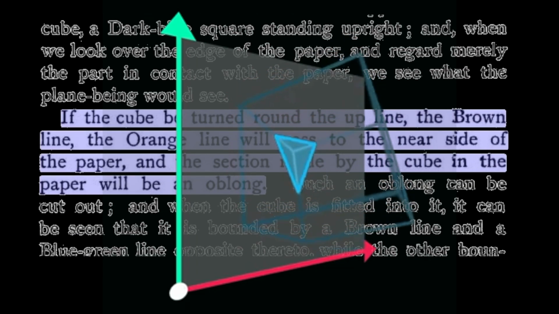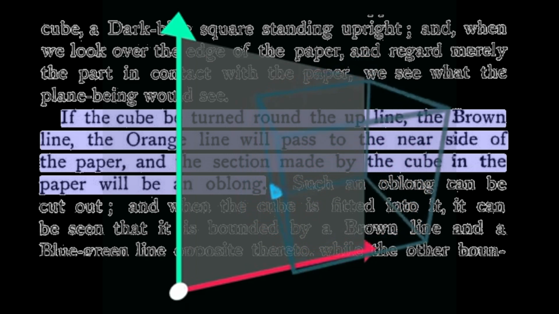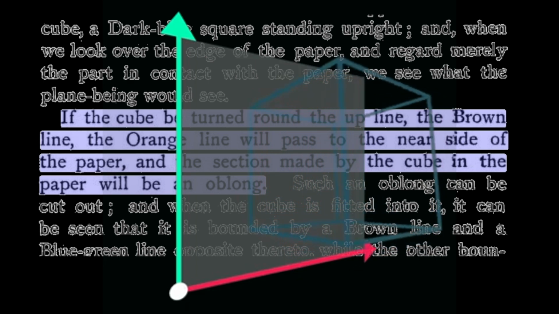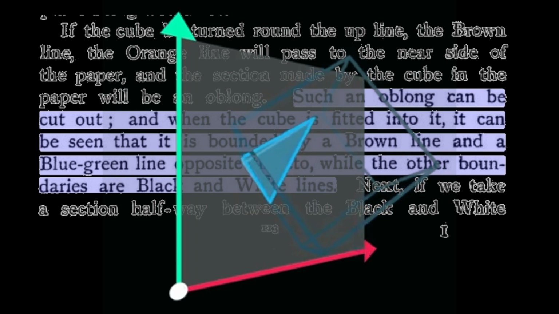If the cube be turned round the up line, the brown line, the orange line will pass to the near side of the paper, and the section made by the cube and the paper will be an oblong. Such an oblong can be cut out, and when the cube is fitted into it, it can be seen that it is bounded by a brown line and a blue-green line opposite thereto, while the other boundaries are black and white lines.